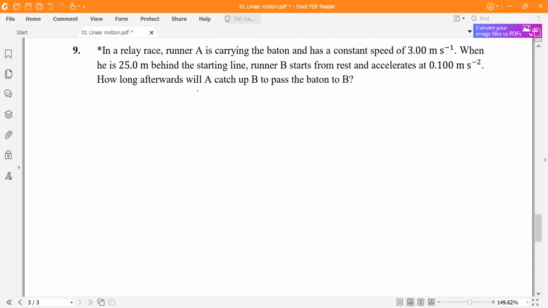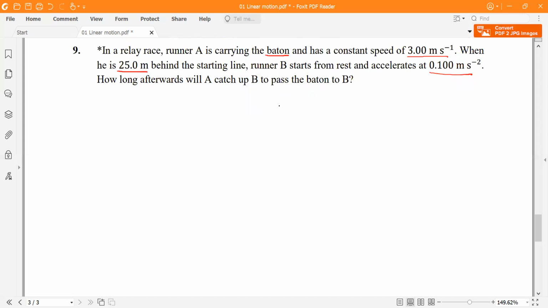In a relay race, runner A is carrying a baton and has a constant speed of 3.00 meters per second. Important information: when A is 25.0 meters behind the starting line, runner B starts from rest and accelerates at 0.100 meters per second squared. How long afterwards will A catch up to B to pass the baton to B?